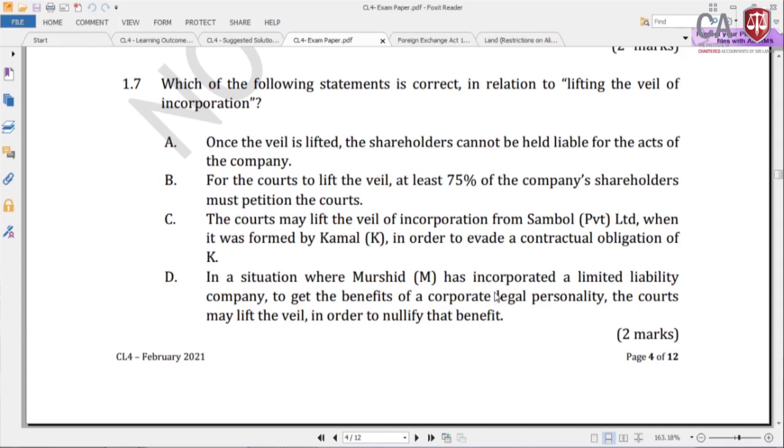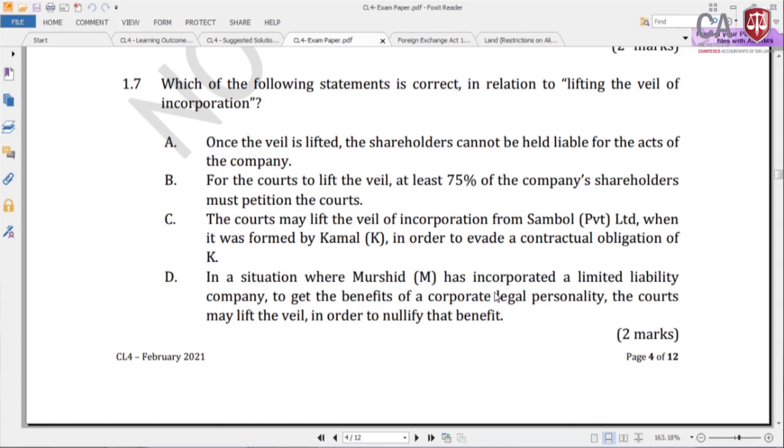Now, the veil is lifted actually to see who the responsible shareholders are. Otherwise, the court will not lift the veil. So the statement is wrong. They are really liable for the company, because once the veil is lifted, the court will find out who the perpetrator or perpetrators are.